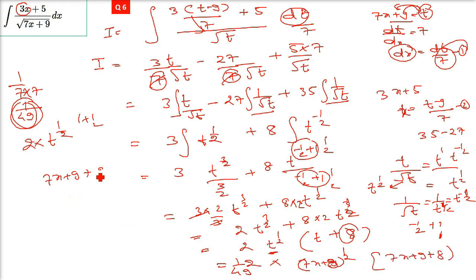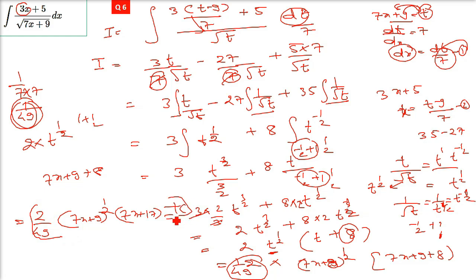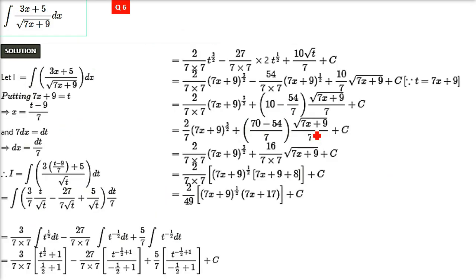So I'm writing it here. This is very basic thing. You can always do it. Just for the sake of completion, I have to do everything, so just bear with me. It will be 7x plus 9 under root. This 2 by 49 and 7x plus 9 to the power half already you got. And this is 7x plus 17 from here to here. And constant of integration is also very important. Don't forget that.